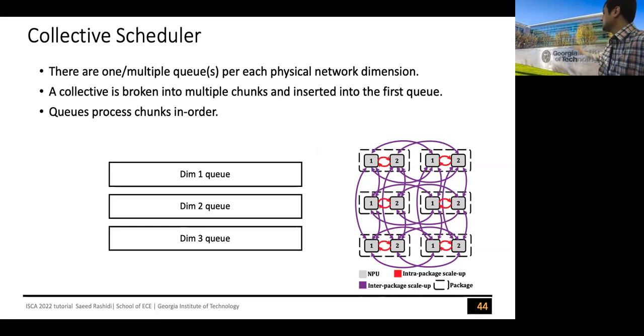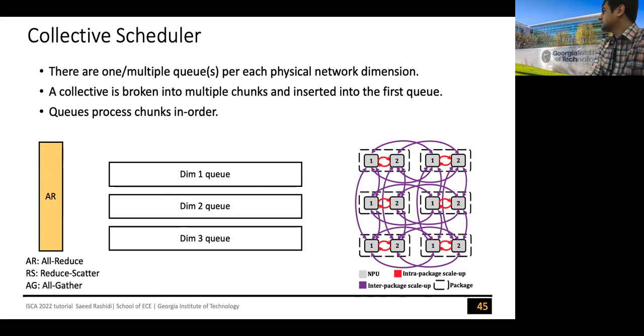If you have multiple network dimensions like this, you basically want to also utilize all of these links at the same time, and you also want to run hierarchical collectives. So, for example, you have 3 network dimensions here. You have packages, then you have rows, and then you have columns. So what ASTRA-sim does internally in the system layer is it creates queues for each of these network dimensions.